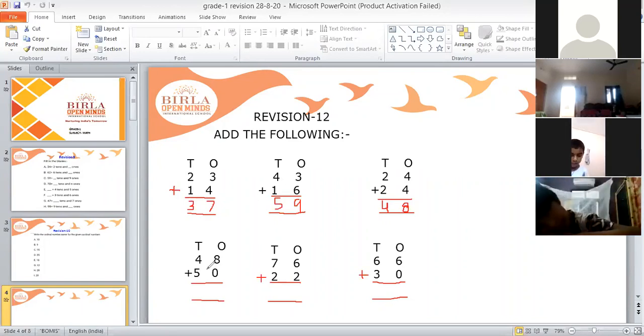So now tell me what are the numbers in ones place? 8 and 0. So 8 plus 0 equal to? 8. Yeah, 8 plus 0 equal to 8. And what are the numbers in tens place? 4 and 5. 4 plus 5 equal to? 9. Take 5 fingers.